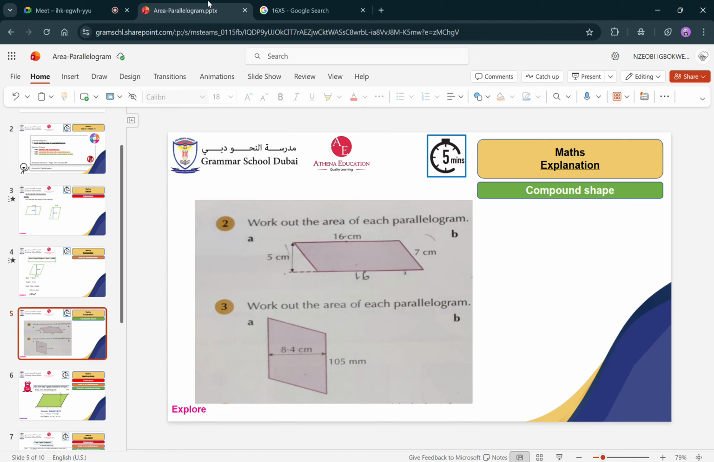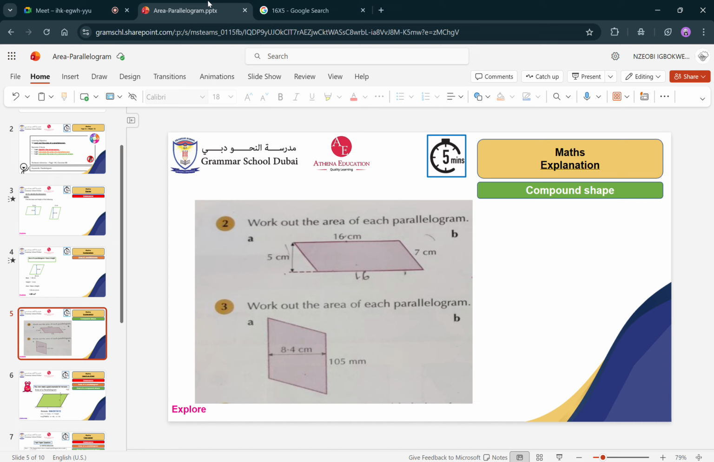Did you notice that the units are not the same? One is in millimeter, one is in centimeter. So you have to convert them into the same unit before you can multiply to find the area. If the units are not the same, your answer for the area is going to be wrong. So how will I convert 105 millimeters to centimeters? How do you convert from millimeter to centimeter? We have heard about the conversion of units, but it has been years since we touched on it.